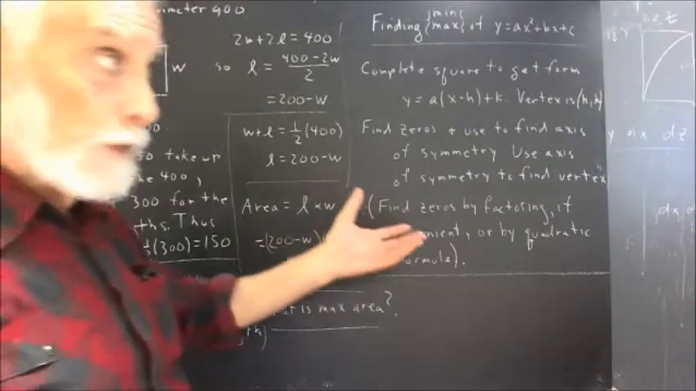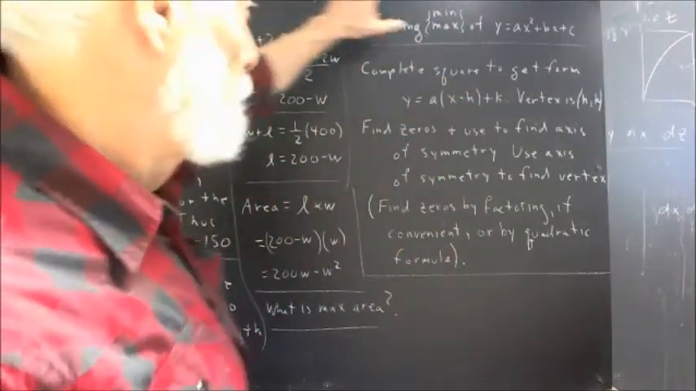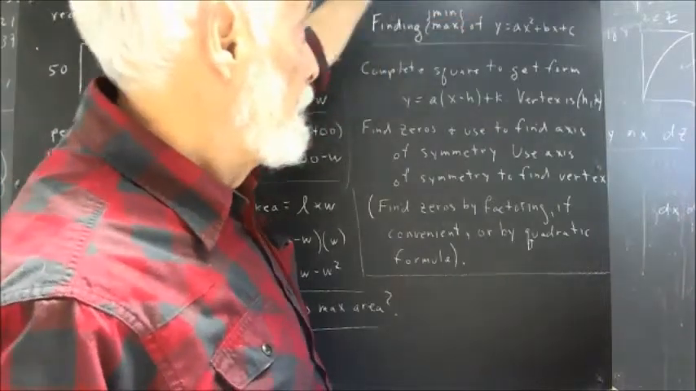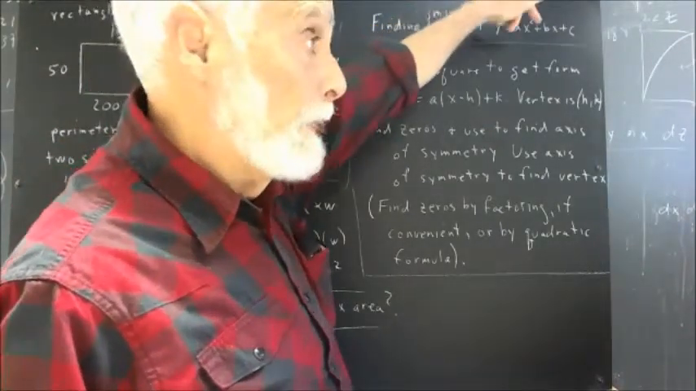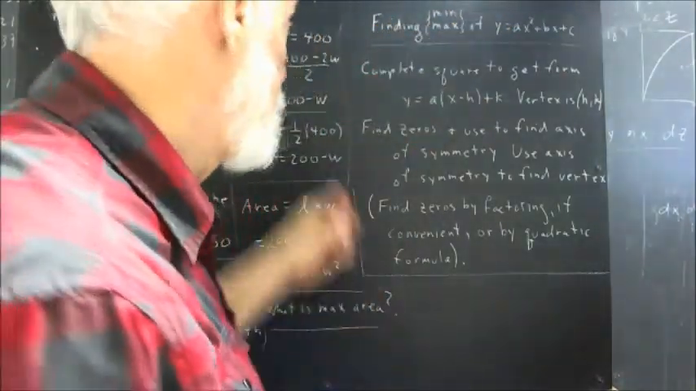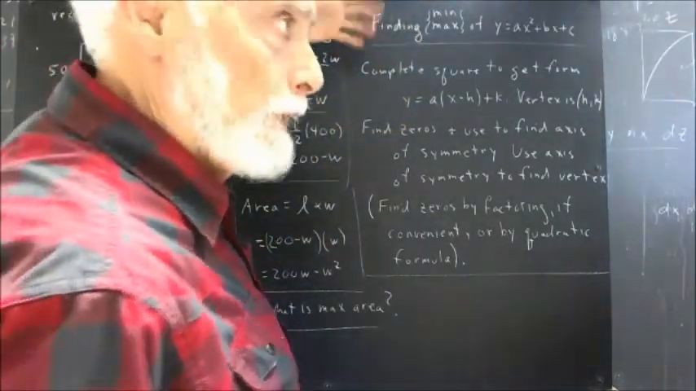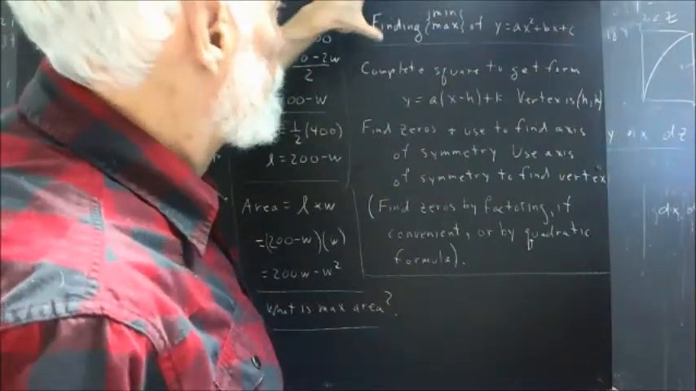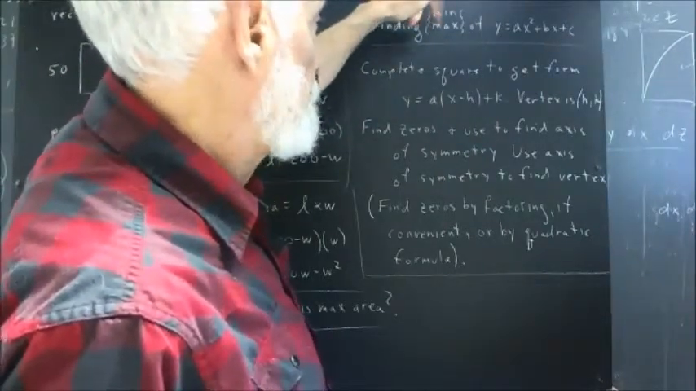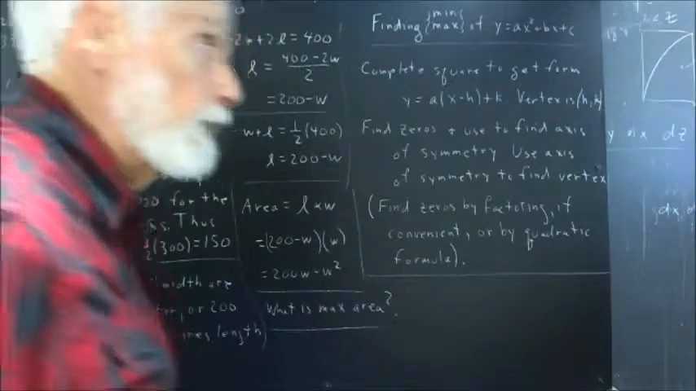Now, just to reinforce what we should know by now about how you find the minimum or maximum of a y equals ax squared plus bx plus c quadratic function, there are basically two methods for determining the maximum or minimum. They both are equivalent to graphing the function.